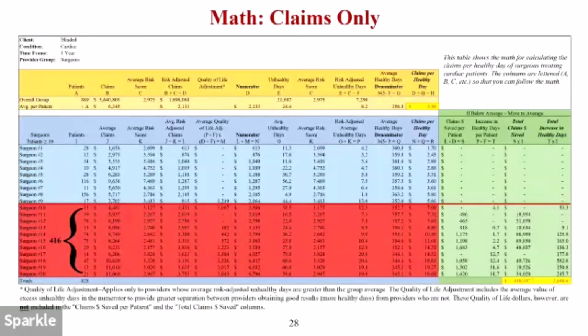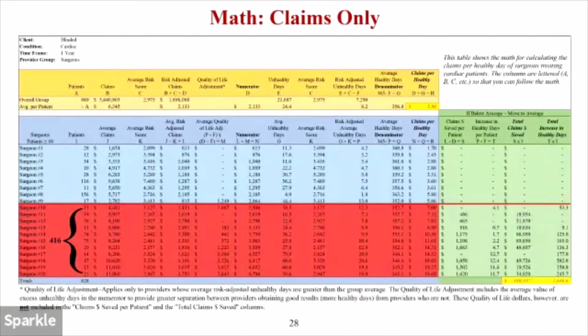Now we have to get the denominator. The algorithm sifts back through the claims and identifies the unhealthy days for all these folks, which were 21,000 or an average per person of 24. Divide the 24 by the risk score and we get the risk-adjusted unhealthy days of 8. Subtract 8 from 365, and the number of healthy days for this group was 358. Divide our risk-adjusted claims amount of $2,100 by our average number of healthy days during the year for these folks, and our average claims per day are $5.98. That's right at the average, the 50th percentile.